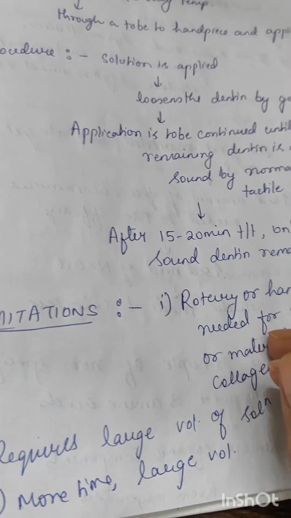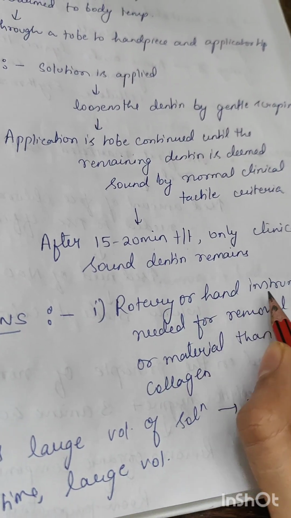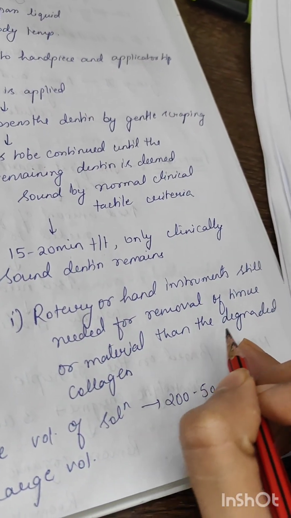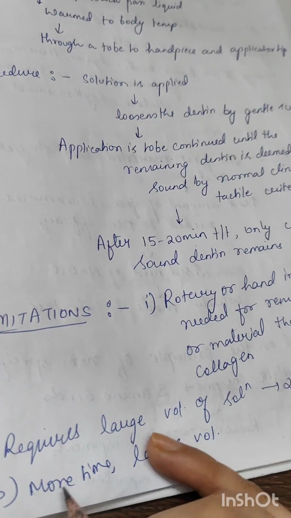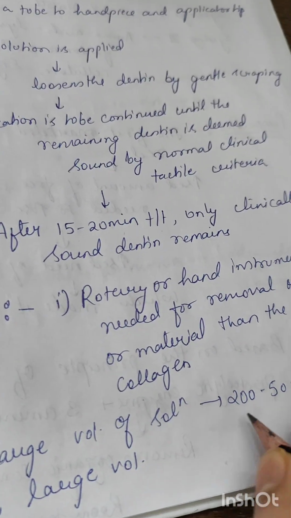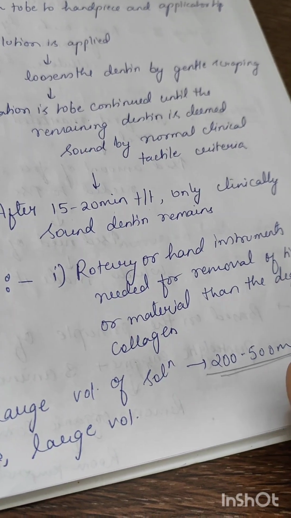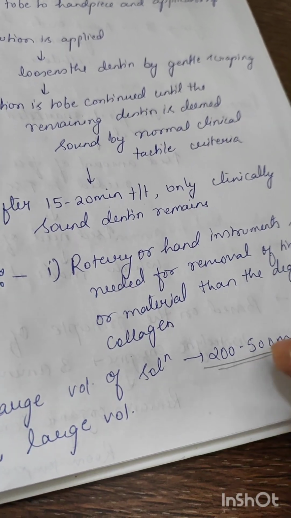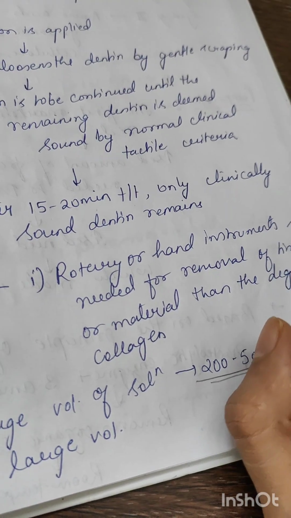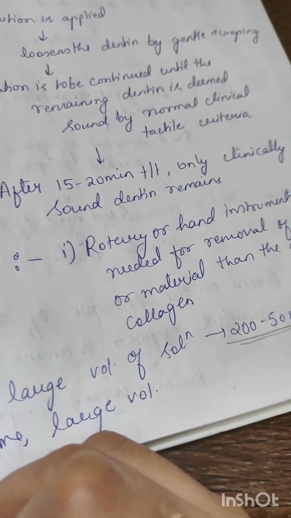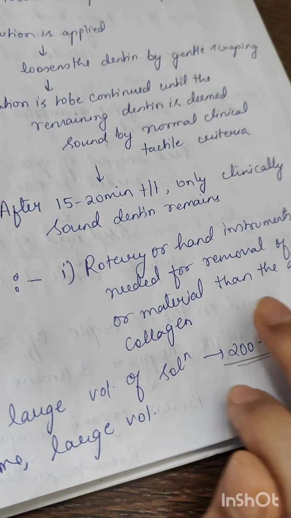But what were the limitations of Caridex? Rotary or hand instruments were still required to remove the tissue or material other than the degraded collagen. It required a large volume of solution, that is 200 to 500 ml. You cannot afford this in one cavity in your dental clinical practice. So it took more time and large volumes.